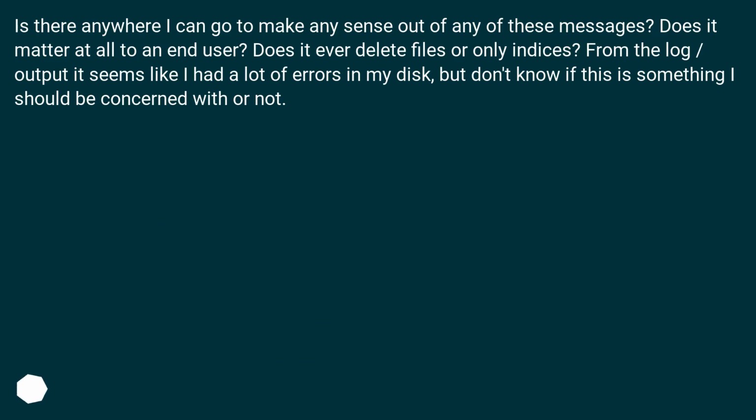Is there anywhere I can go to make any sense out of any of these messages? Does it matter at all to an end user? Does it ever delete files or only indices? From the log output, it seems like I had a lot of errors in my disk, but I don't know if this is something I should be concerned with or not.